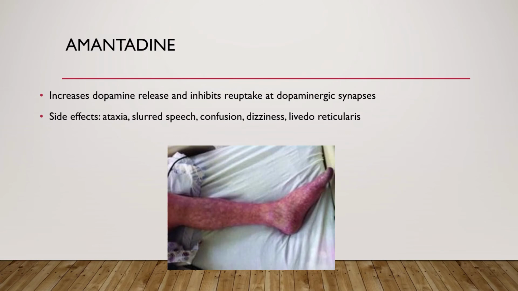Amantadine, the other drug I talked about, that you can potentially use in Parkinson's, even though there's little evidence for it so far. This works theoretically by increasing the dopamine release and inhibiting the reuptake at dopaminergic synapses. Side effects of it include ataxia, slurred speech, confusion, and livedo reticularis, which is this very typical skin rash you can get.